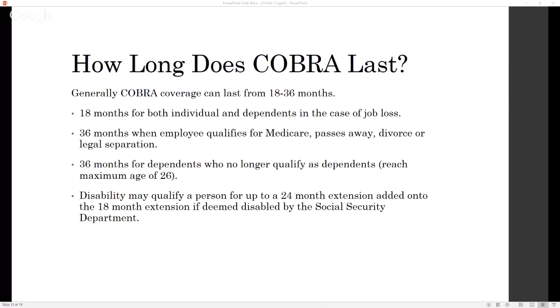Disability can qualify a person for up to 24 months extension added onto the 18 months if they are qualified or deemed disabled by the Social Security Department. Next slide, please.